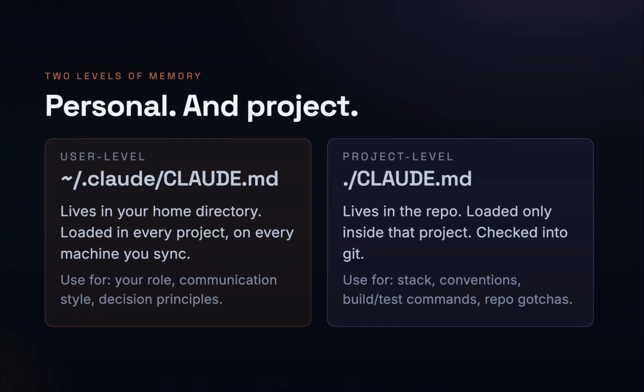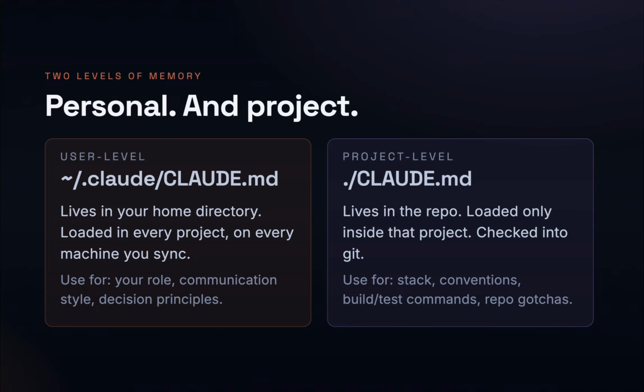Now, there are two levels of memory, and the distinction between them matters. User level memory lives in your home directory at .claude/claude.md. It's loaded in every project on every machine you sync. This is where you write things about you: your role, how you communicate, your decision making principles.